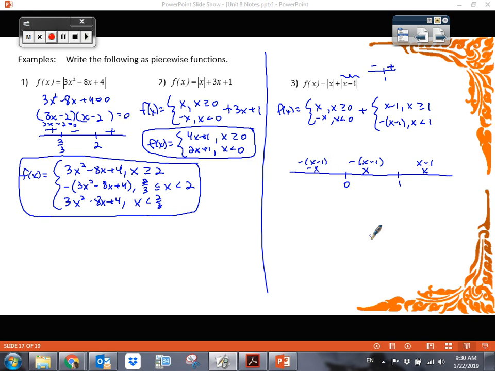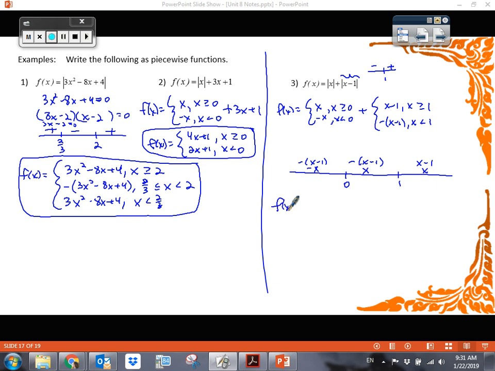Do we all understand how and why I pulled those out? Because what's going to happen is these are going to add together to be the function that belongs between 0 and 1, and these are going to add together to be the function that's greater than 1. So I've just laid my work out right there so I can see what I'm supposed to do.